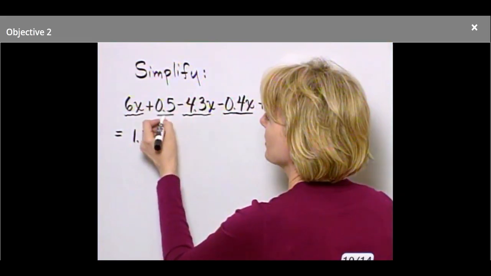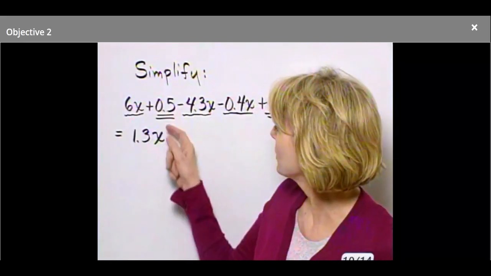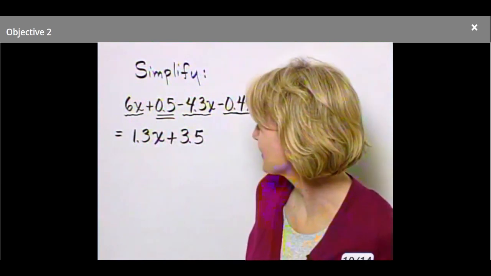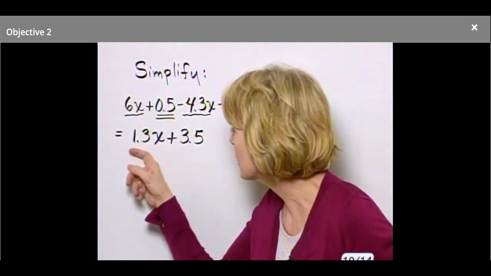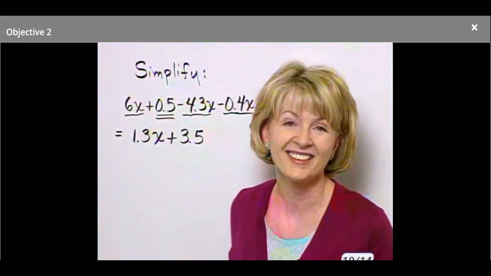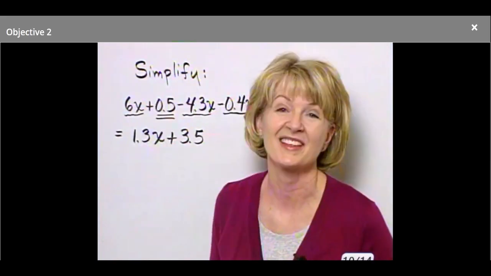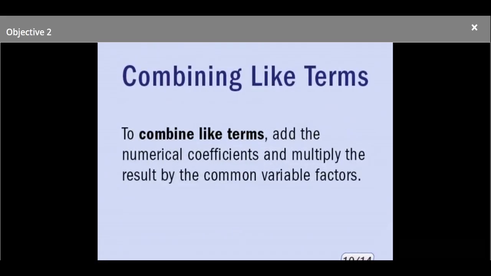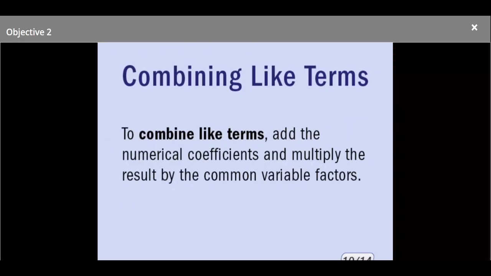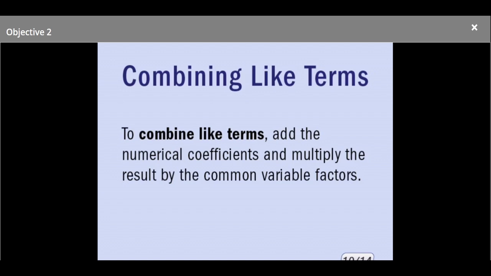Then notice I have 5/10 and I have 3, constants. What is 5/10 plus 3? It is 3 5/10. Now, can I go any further? Can I combine these two terms? The answer is no, because these are unlike terms and they cannot be combined. So we have simplified as much as possible. Let's review how we combine like terms. To combine like terms, add the numerical coefficients and multiply the result by the common variable factors.